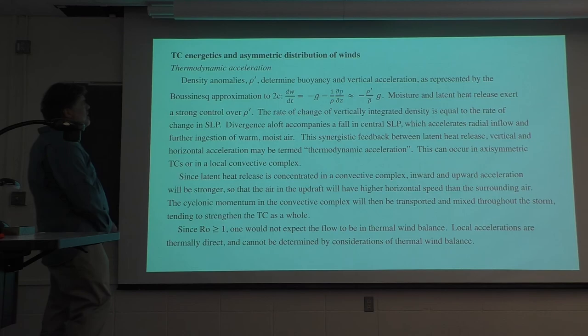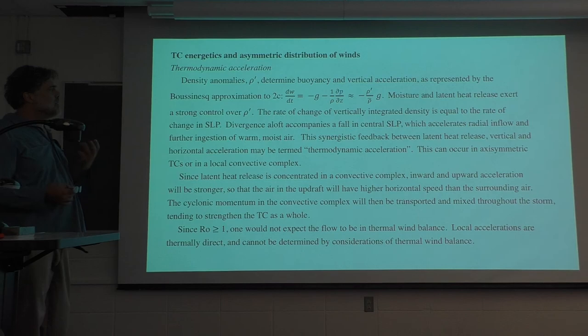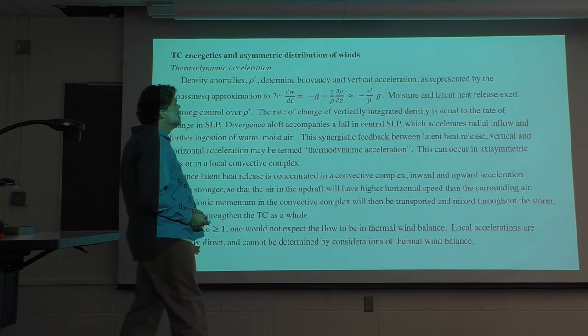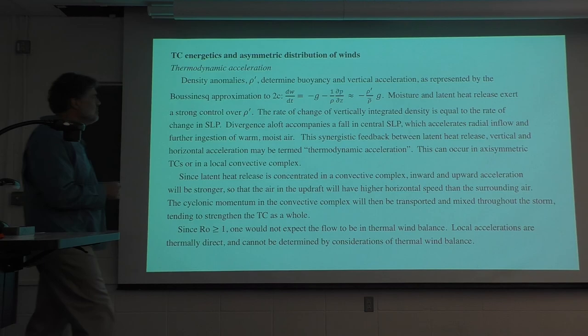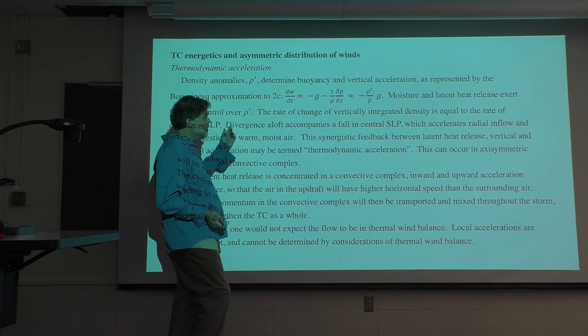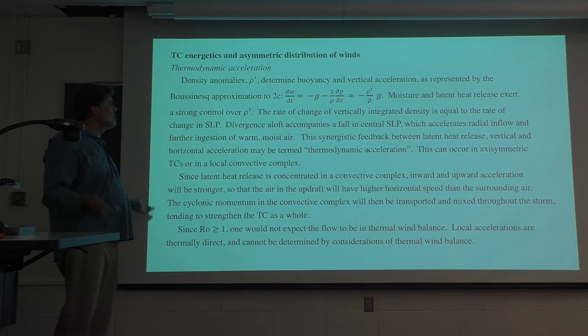Thermodynamic acceleration. I'm thinking this encompasses both the primary axisymmetric theories and also the possible contributions from local convective elements. So, density perturbations determine vertical motion. Here's the part of the Boussinesq approximation: you need rho prime in order to have any vertical motions or any general circulation that's not zero. And if you think about this, the rate of change of the vertically integrated density is equal to the rate of change in sea level pressure. That's one way to describe deepening. The less mass you have, the lower the density in the column, the lower the sea level pressure.